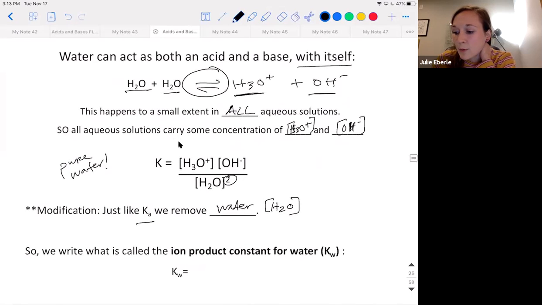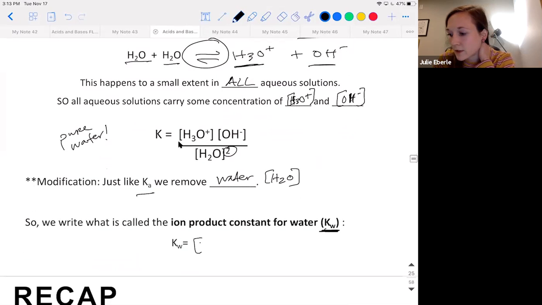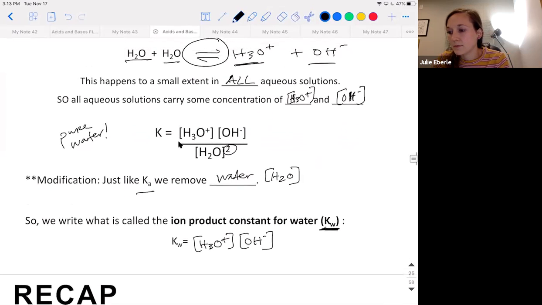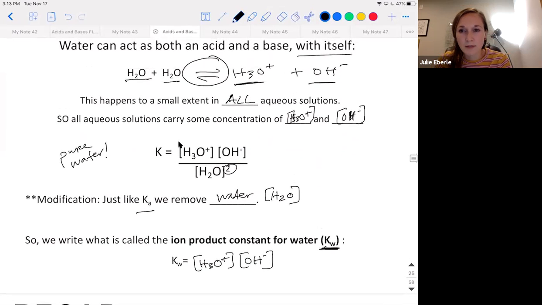So what happens when we remove water? We rewrite the equation and we call it Kw because it's specific to water. If we just take water out of the equation, what we have left over is just the concentration of H3O plus times the concentration of OH minus. So this is really a much simpler form of an equilibrium expression, and we call it the ion product constant. Ion product because we're multiplying the concentration of 2 ions here. So that's Kw.